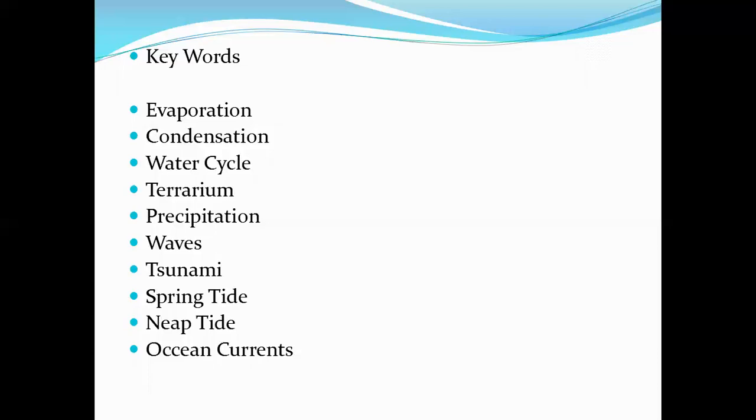Next is waves. When the water on the surface of the ocean rises and falls alternately, they are called waves. You must have seen on the beach the water level goes up and down alternately. Once it goes up, next it goes down. That is known as waves. These are rhythmic movements in the ocean water.